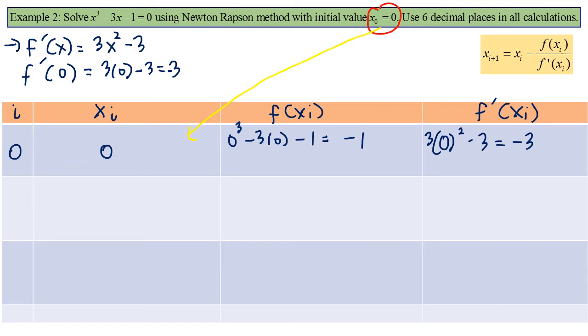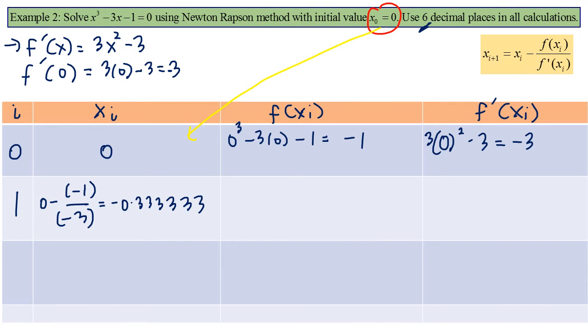Alright, now continue iteration 1. For iteration number 1, you want to know x1, so it is 0 minus negative 1 divided by negative 3. So you will get negative 0.333333 because the question asks you to use 6 decimal places. So my answer should be in 6 decimal places.